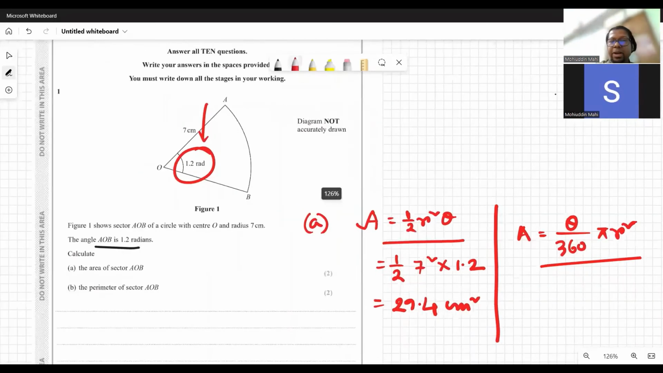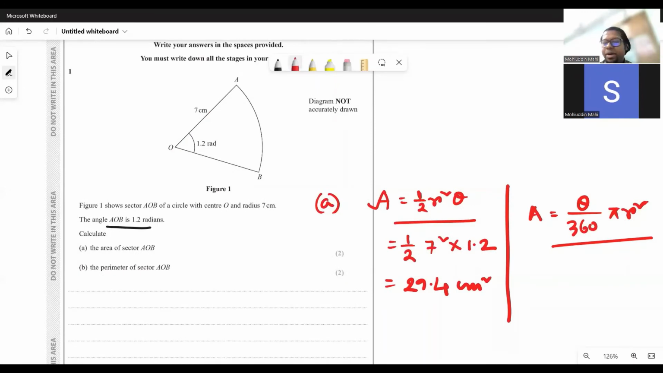Next, we have to find the perimeter. For any shape, if you want to find the perimeter, you have to consider all the lengths that are enclosing the area, enclosing the surface. If you look at this sector, the area is enclosed by OA, OB, and the AB arc. OA and OB sides and the AB arc. So we have to find the length of all the sides, all the sides, including curved ones, that are enclosing the area.